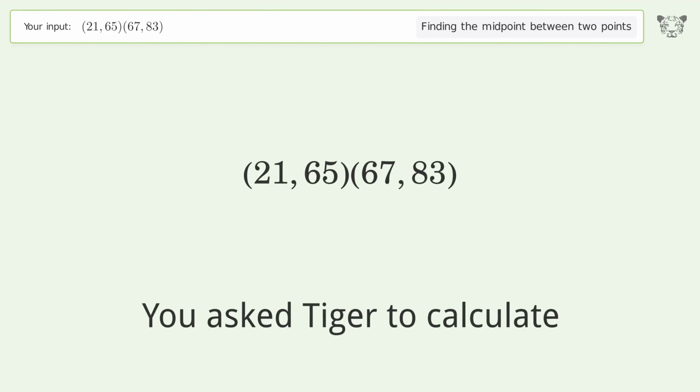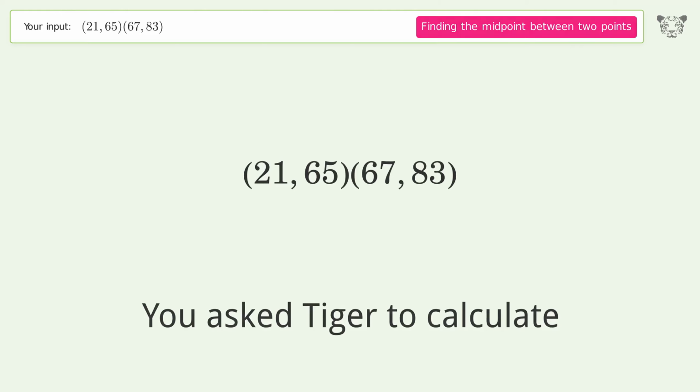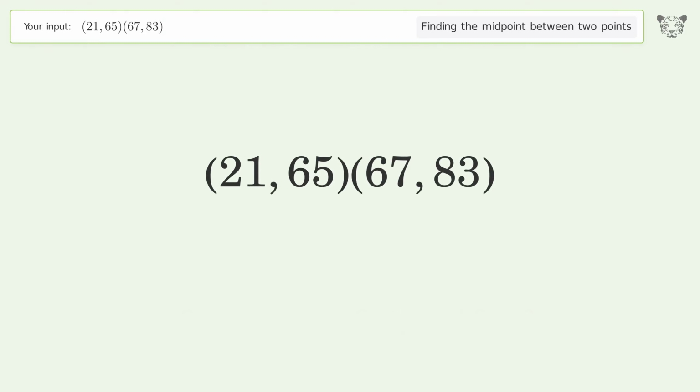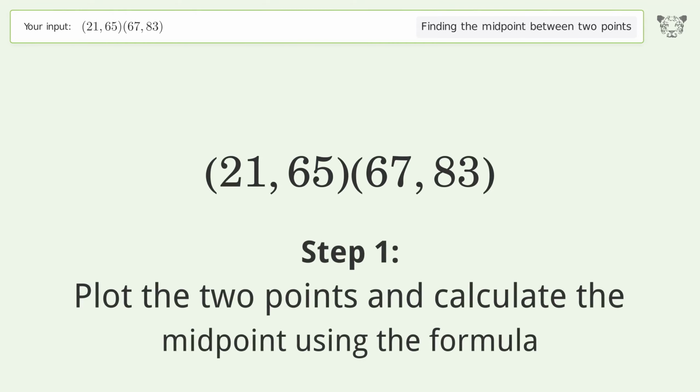You ask Tiger to calculate. This deals with finding the midpoint between 2 points. The midpoint between the 2 points is 44,74. Let's solve it step by step. Plot the 2 points and calculate the midpoint using the formula.